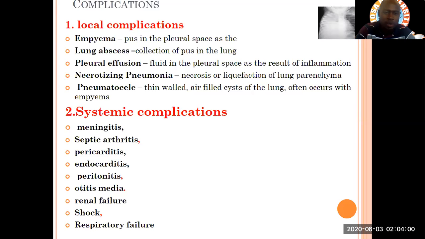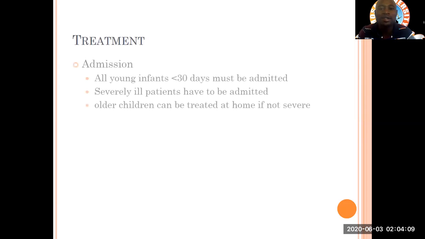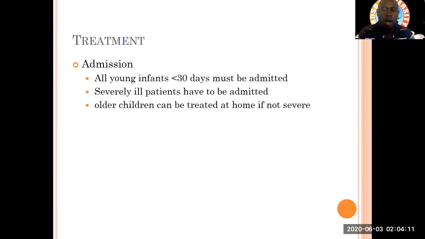But to go to systemic complications, there are things that we call respiratory failure, otitis, septic arthritis, peritonitis, endocarditis. A lot of things will come about when you think about it in the broader range of systemic effects.